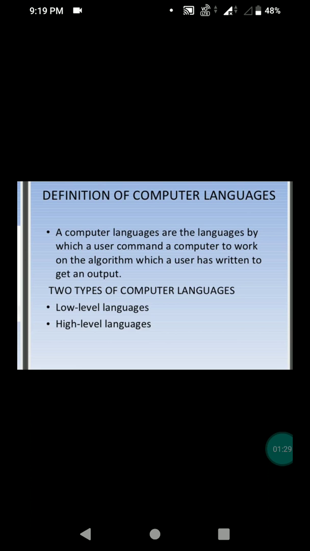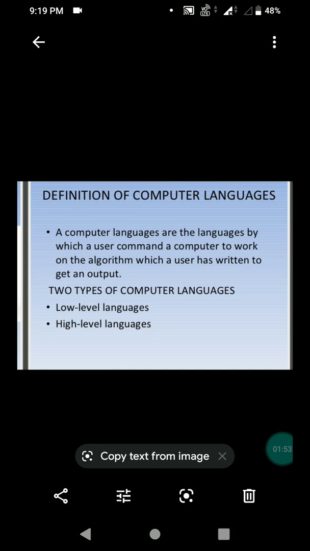Computer languages are languages by which the user commands a computer to work on an algorithm or certain programs which the user has written to get an output. These programs are written by the user only, and the computer processes them and gives you the output. There are two types of computer languages: low level languages and high level languages.